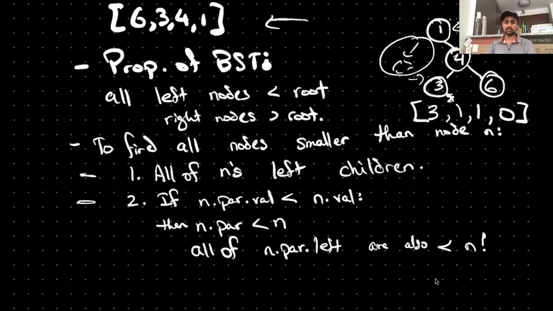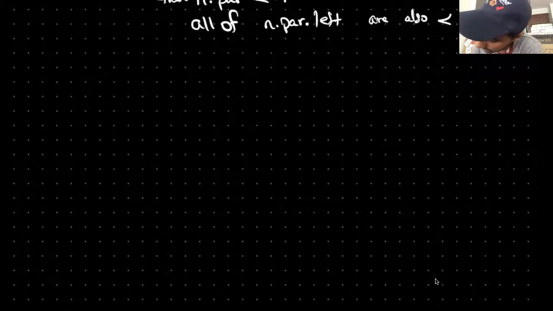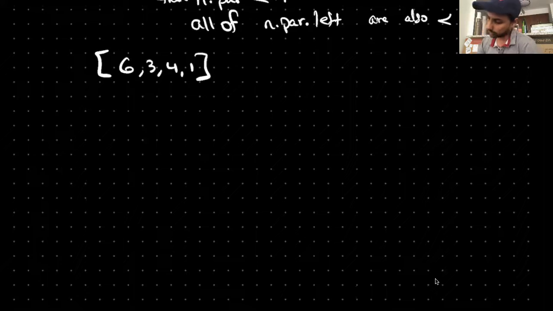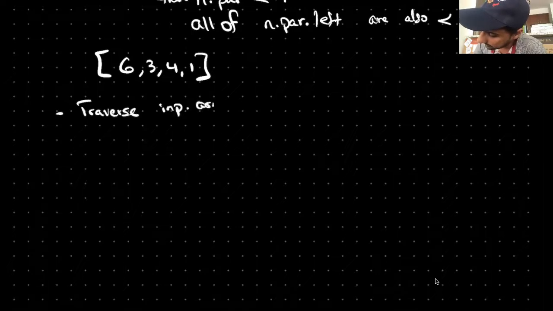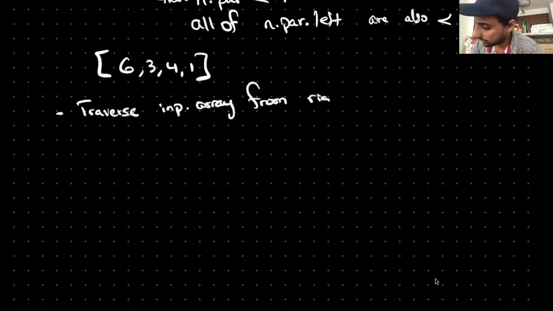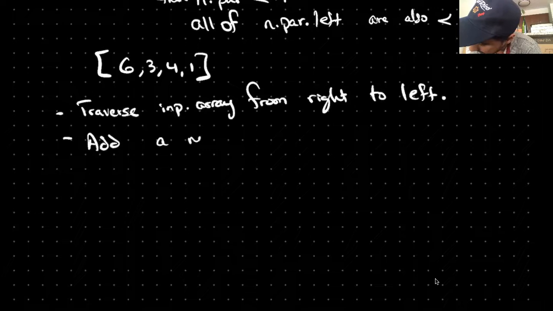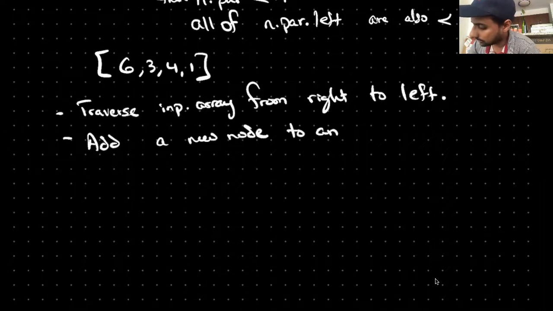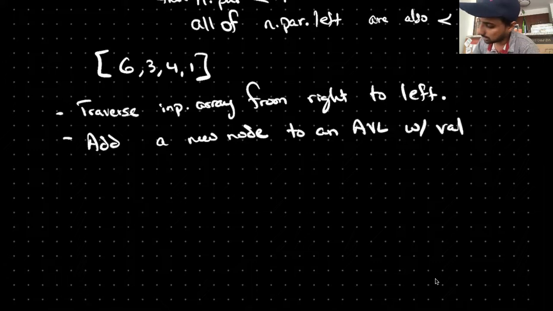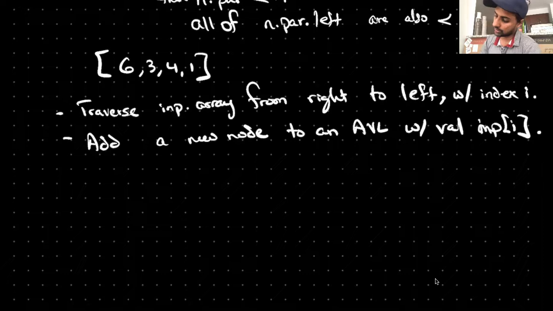Now, how do we actually convert this into pseudocode? Let's try doing that really quickly. So let's figure out what we did. Oops, I just made a bunch of extra pages. So we had our 6, 3, 4, 1, just like before. What we want to do is traverse the input array from right to left. Add a new node to an AVL tree with value, let's say with index i, for example, with value input[i], basically here. So right now we're going to start by inserting a new node with value 1.